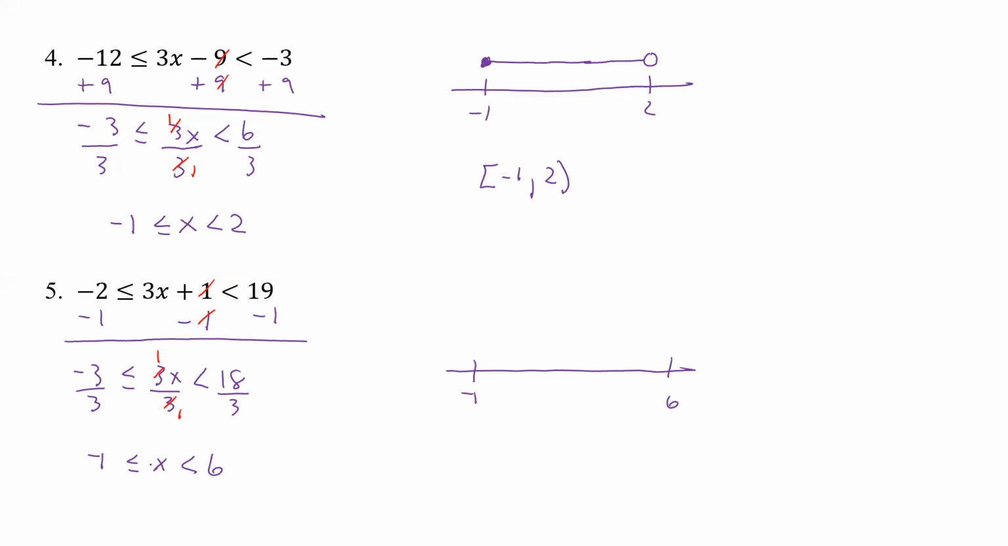Okay. Now x is greater than or equal to a negative 1, so again, we have that closed circle here. We're going that way. And here x is less than 6, so it's an open circle. We're going that way, and they meet in the middle. And so we go from a closed circle or a bracket, negative 1, up to an open circle of 6.